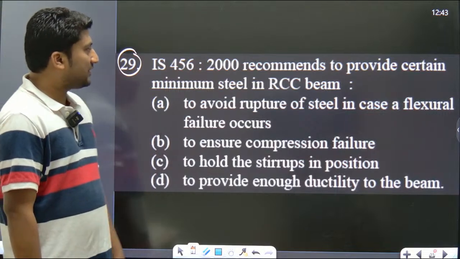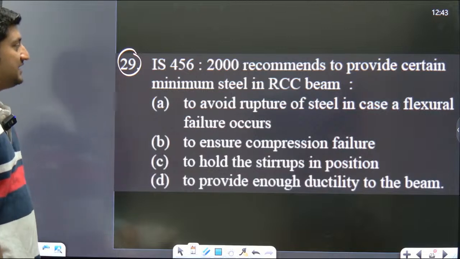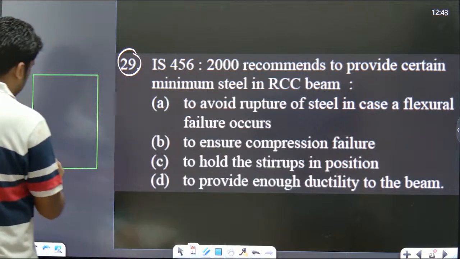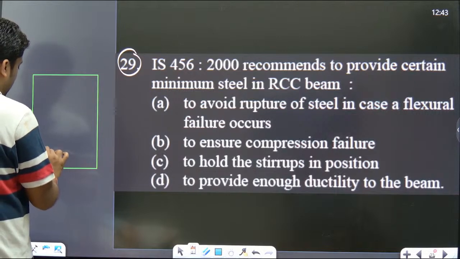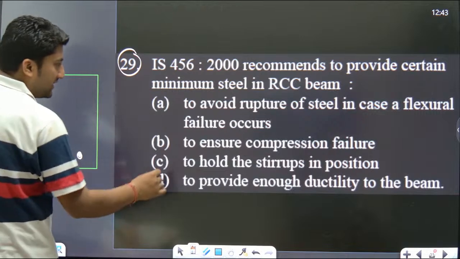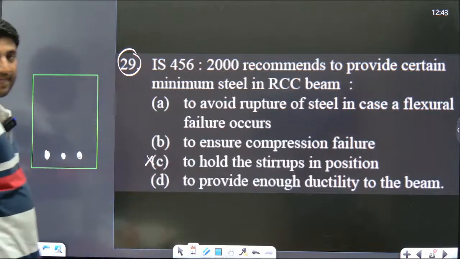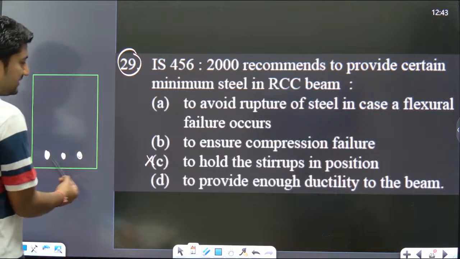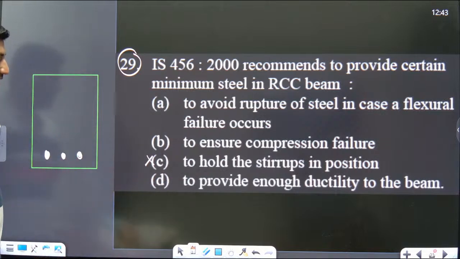IS 456-2000 recommends providing certain minimum steel in the RCC beam. Now, why minimum reinforcement? Let us suppose minimum tension reinforcement is given, only the tension reinforcement. So one of the statements is wrong: to hold the stirrup in position. This is wrong. Understood, everyone? To ensure compression failure.